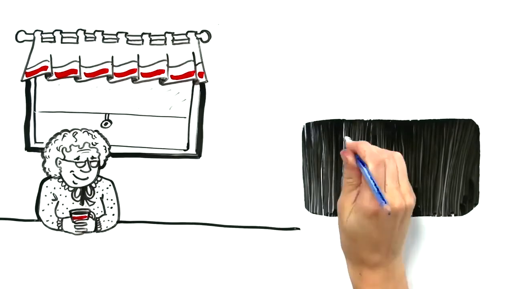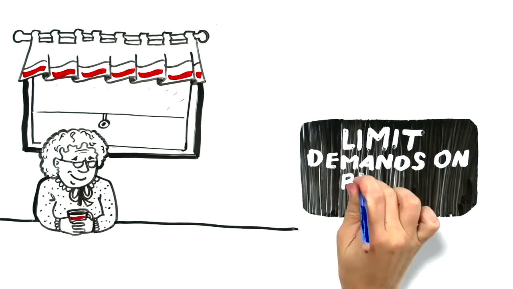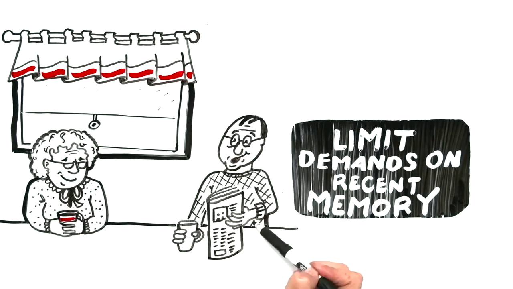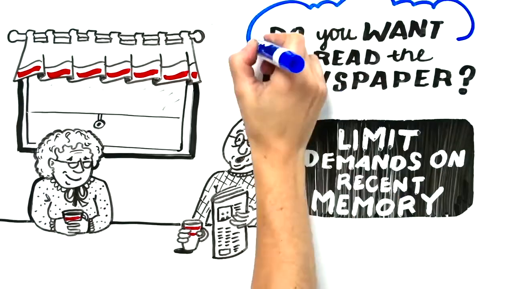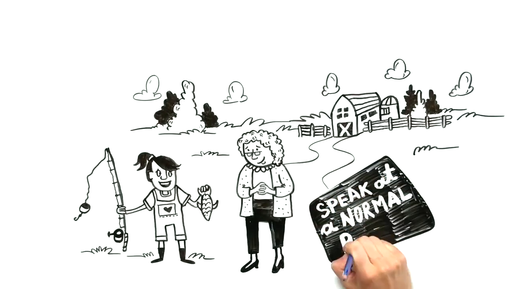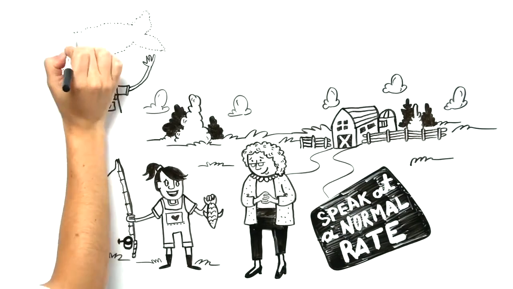Number 2, ask questions that limit demands on recent memory and provide options for answering. For example, do you want to read the newspaper? Versus, did you read the newspaper this morning? Number 3, speak at a normal rate using regular, not exaggerated intonation.